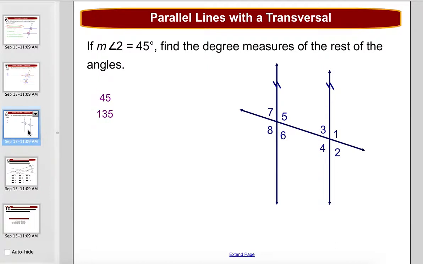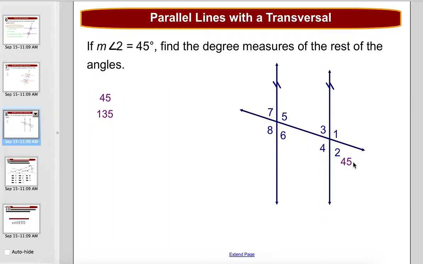Okay, here's another one. It says this time angle 2 is 45 degrees. I'm just going to put that there so I can see it. Again, you might not need to write this one down if the last example made sense, so let's just do it together. Find the degree measure of the rest of the angles.